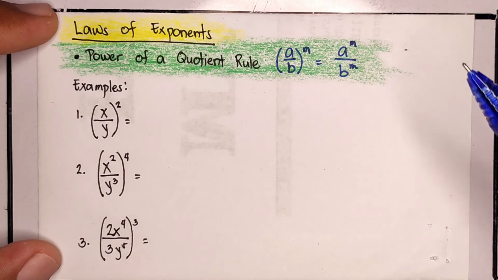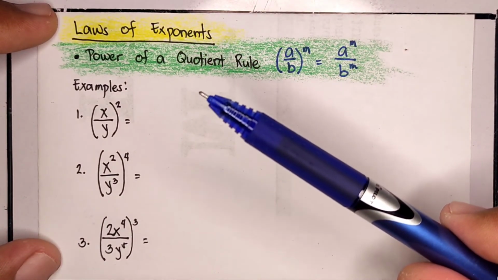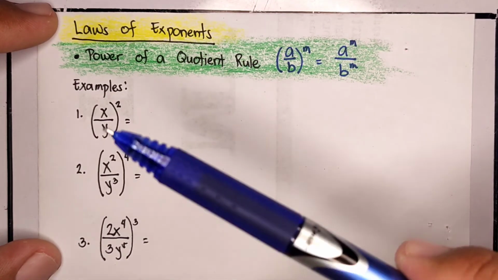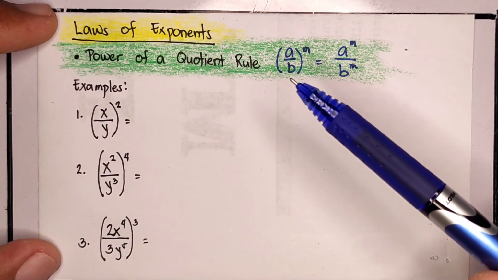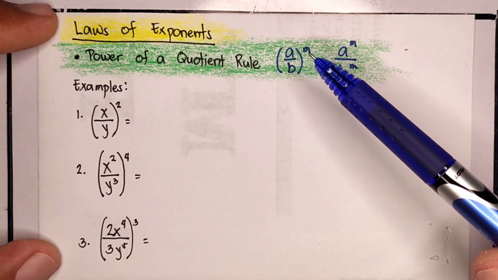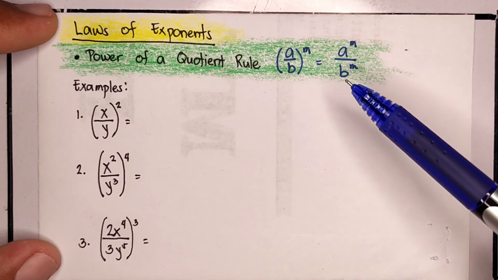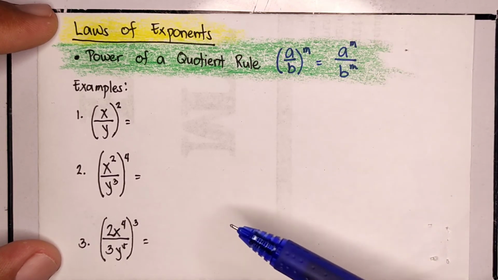Okay, the fifth rule for the law of exponent is the power of a quotient rule. You have here a over b raised to the power of m. It becomes a raised to m over b raised to m.